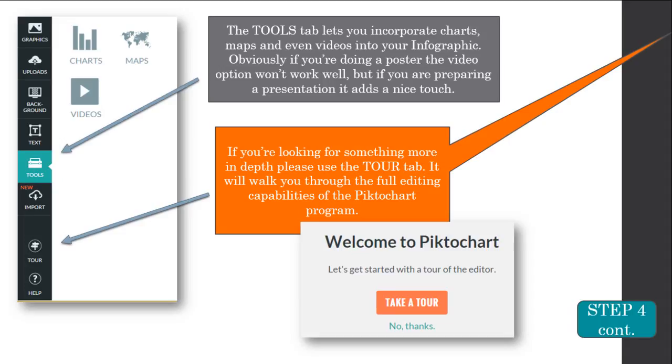If you're looking for something a little more in depth than what I just gave you, please go on a tour. All you have to do is click the tour button that is on the left taskbar, and it'll take you to a screen that says welcome to PiktochartTutorial, and it'll give you a tour of the editing options. If you click on it, don't want it, just click no thanks.